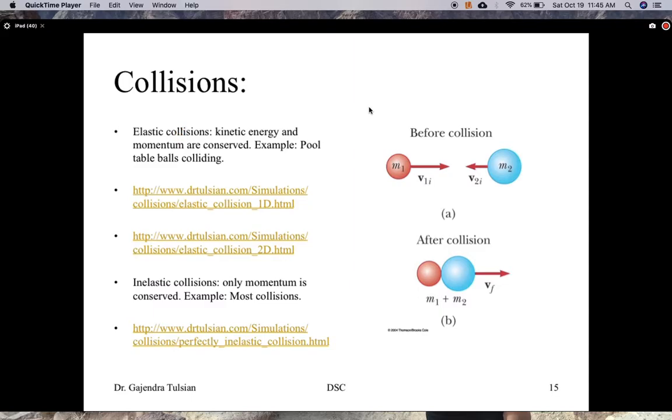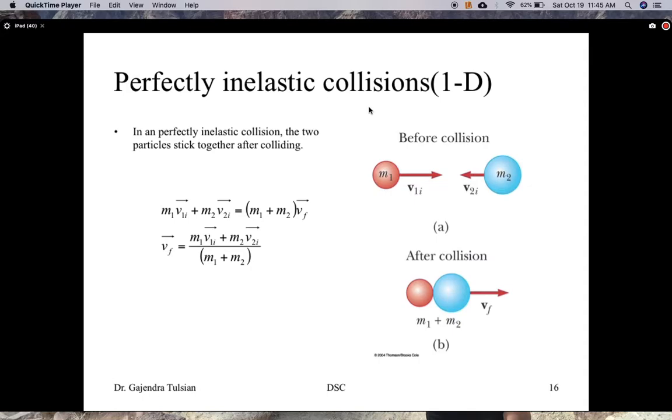So here are the classifications again. In an elastic collision, kinetic energy is conserved as well. Momentum is always conserved. And in an inelastic collision, kinetic energy is not conserved.